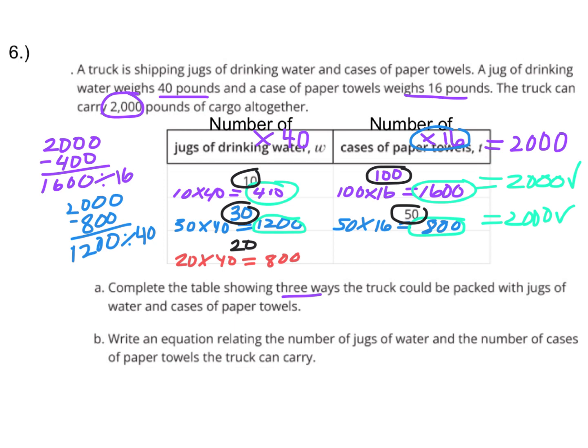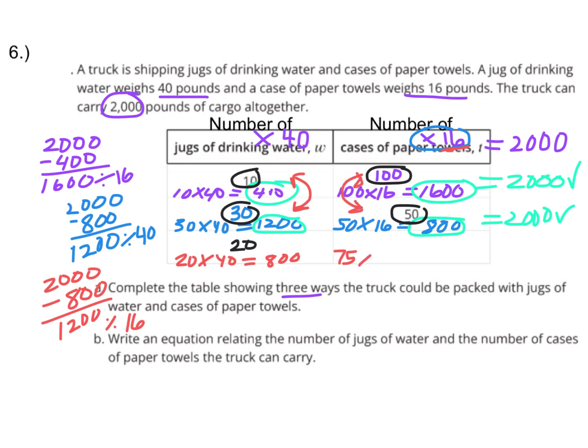Okay, so now I need to do 2,000, subtract 800, which, oh, we kind of did a similar one the other way. Okay, so that's 1,200. So now how many 16-pound packs of paper towels fit into 1,200? So I divide that by 16. So 1,200 divided by 16, that gives me 75. Okay, which kind of makes sense because I went right in between the 10 and the 30, and I got 20, and right in between 100 and 50 is 75.